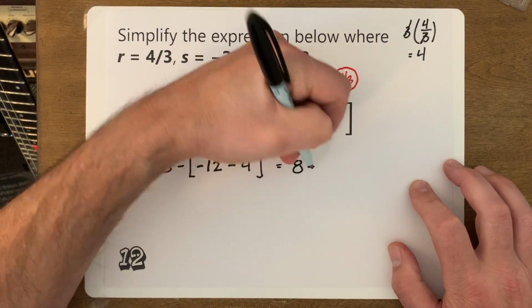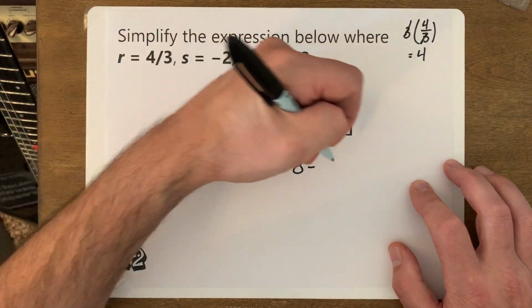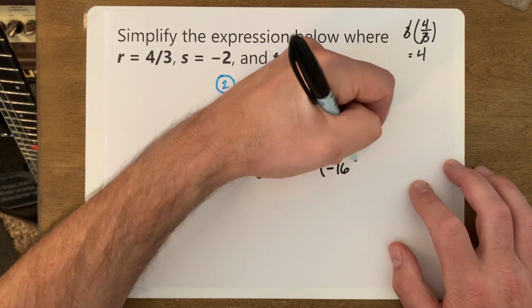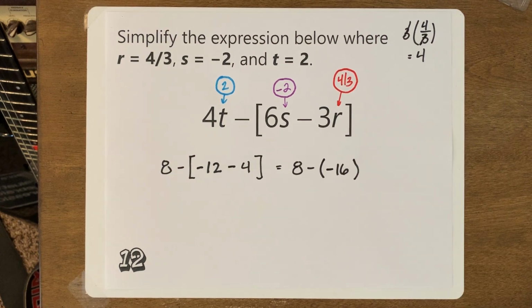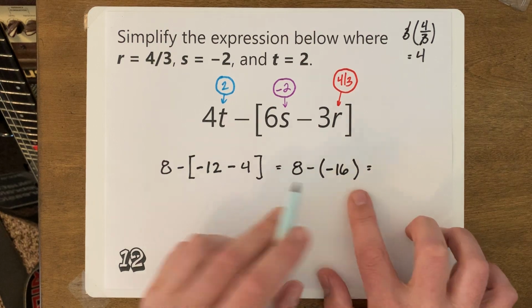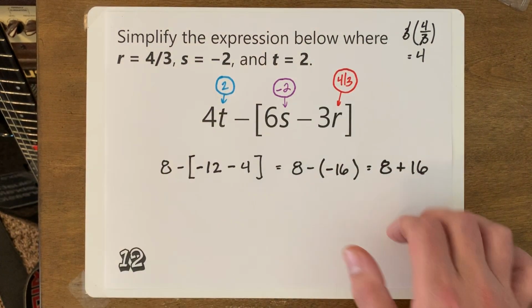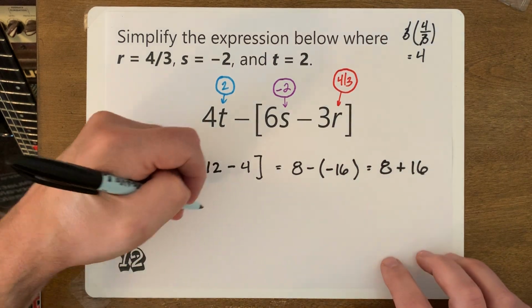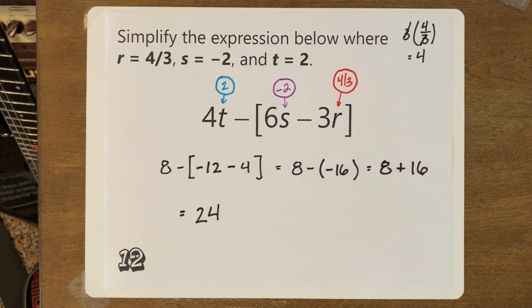So now we have 8 minus, negative 12 minus 4 is actually negative 16. And notice how I went from brackets to parentheses. That's completely allowed. You can do that, no problem. 2 negatives side by side make a positive. So 8 plus 16, and 8 plus 16 should be 24. And so that should be it.